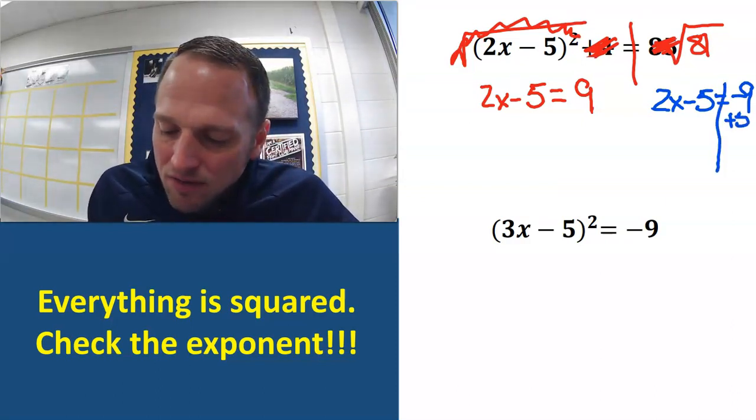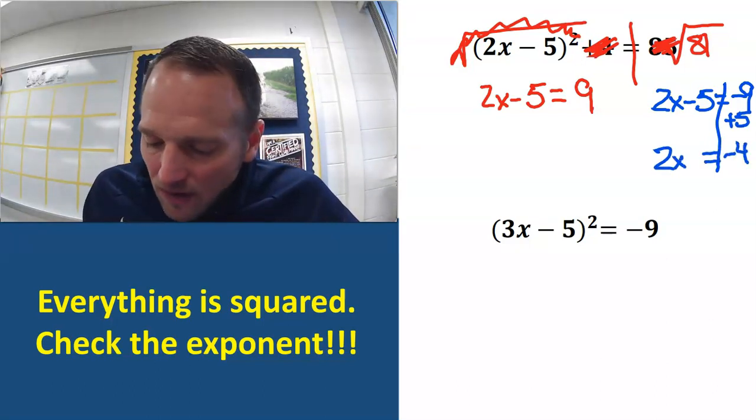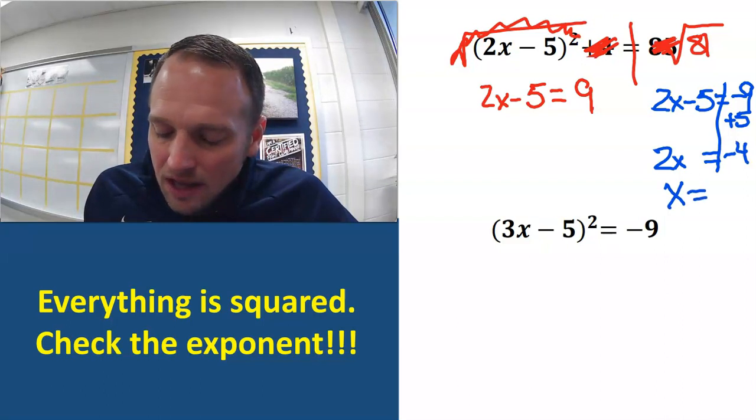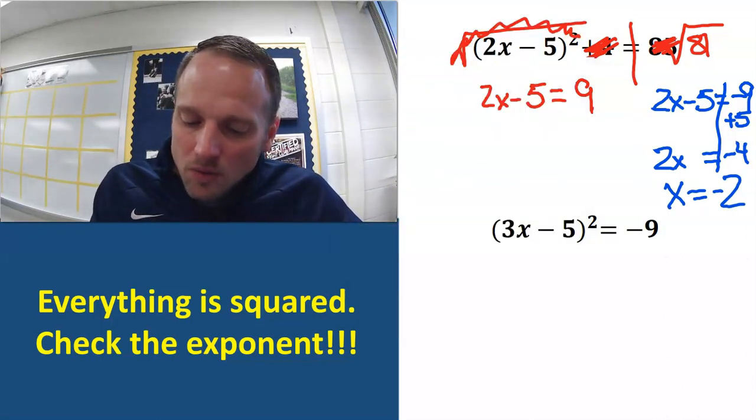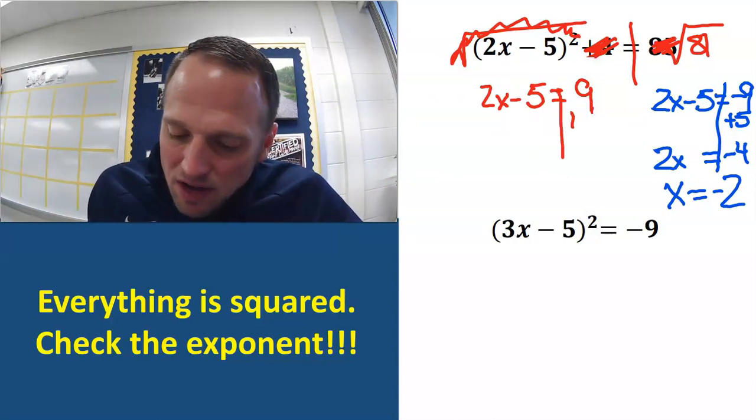Okay, let's add the 5 over. 2x equals negative 4. Divide by 2. X equals negative 2. Let's go do the other one, the red one. Add the 5.